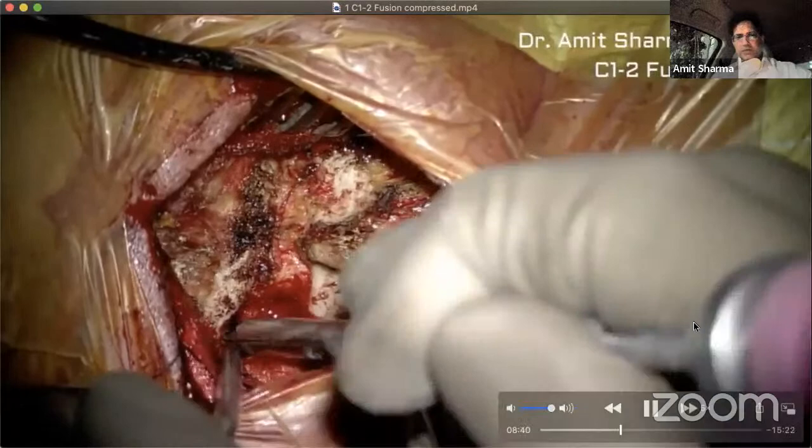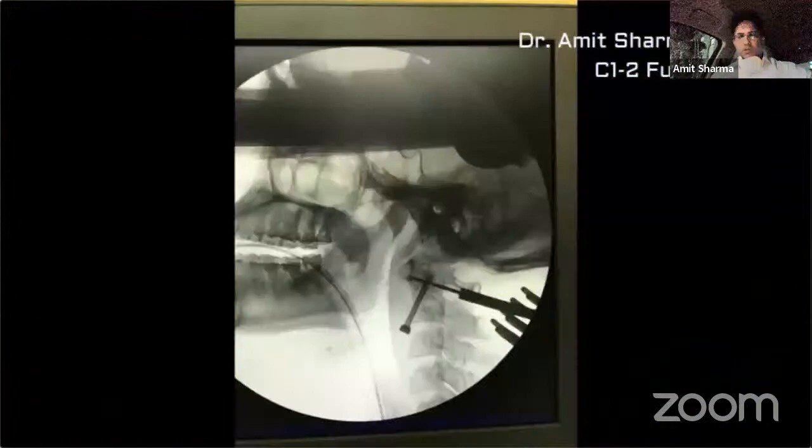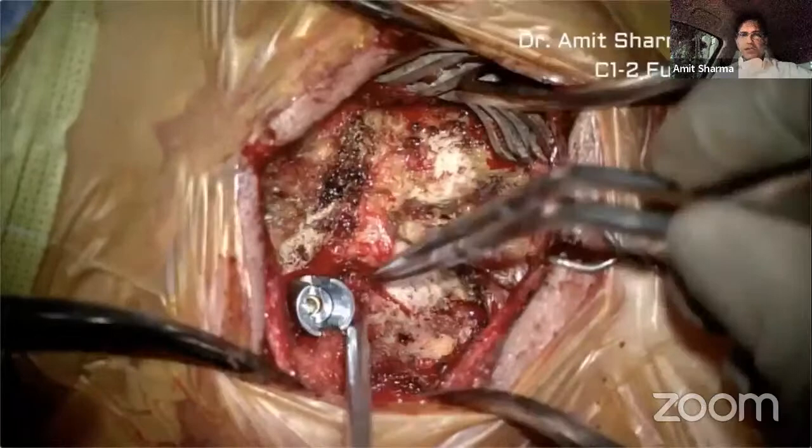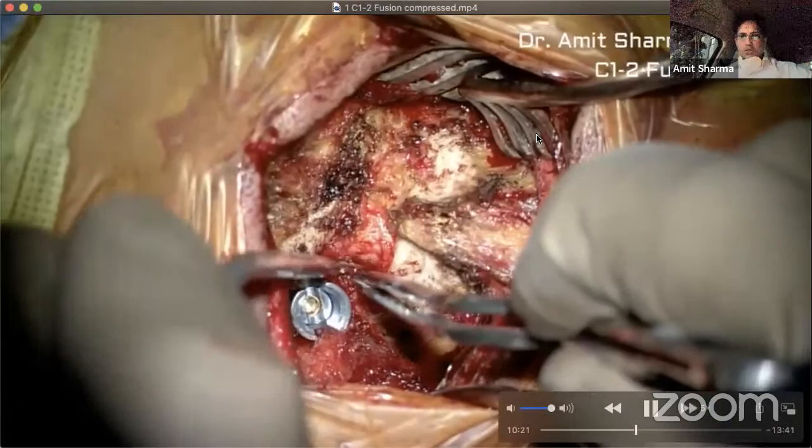So the proximal distal direction we decide on the CM, but the medial lateral direction we have to decide intraop, and then I usually tend to go about 5 degrees medially from the midpoint of the lateral mass. To put the C2 pedicle screw, I check for the pedicle here just at the C1 C2 junction.